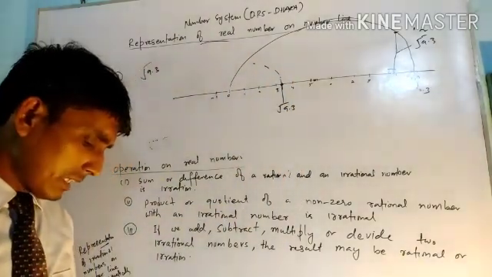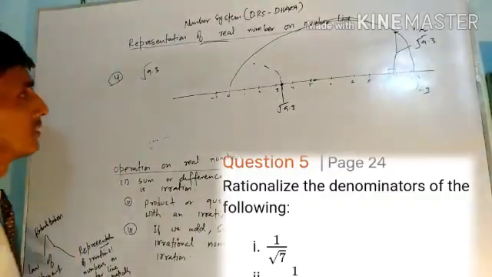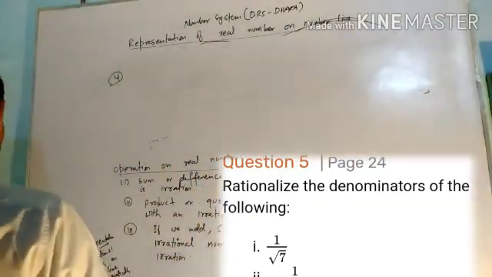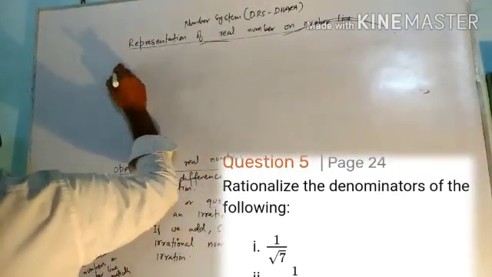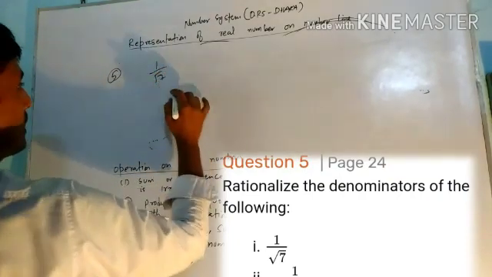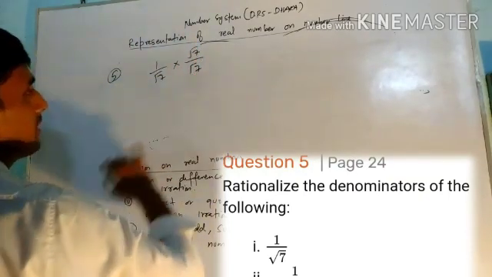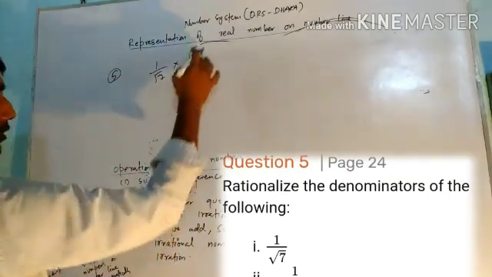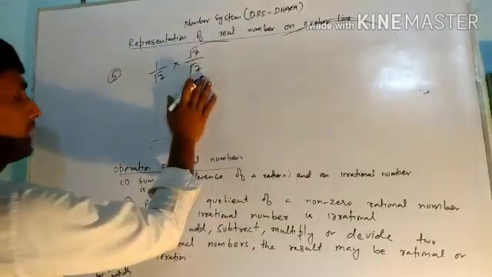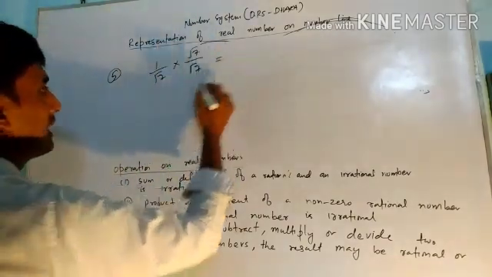Okay. Question number 5. Rationalize the denominator of the following. Question number 5, 1 by root 7. So to rationalize this, we will multiply it with root 7 by root 7. It will not have any effect because root 7 by root 7 will cancel out, but to rationalize this, we have to multiply it like this.